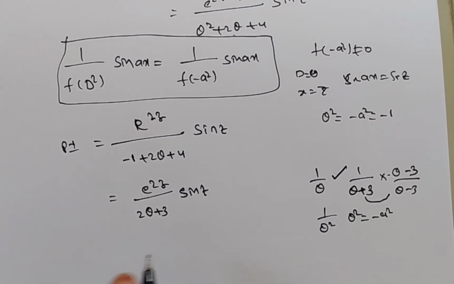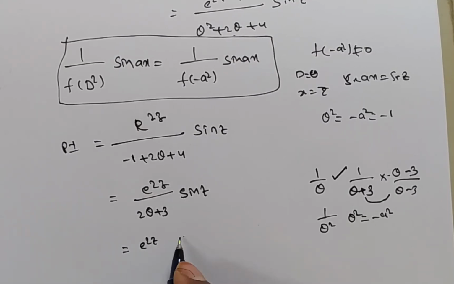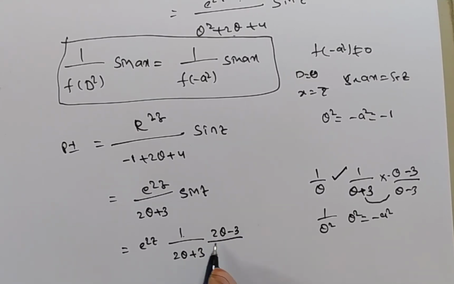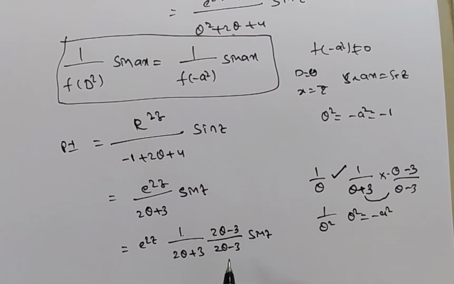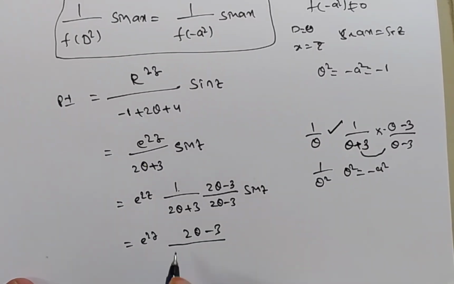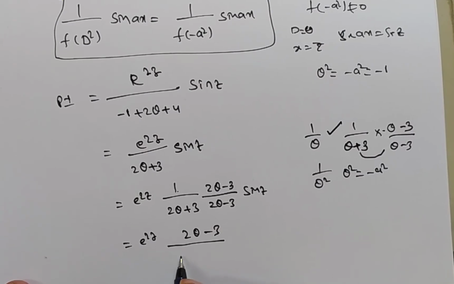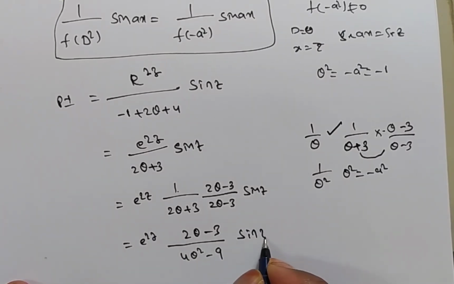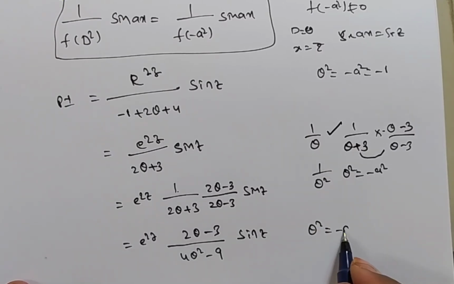Okay, so now what we have to do: e power 2z I am writing on the left side, and I am rationalizing with 2D minus 3. So if I rationalize it with 2D minus 3, then you will have 2D minus 3 into 2D divided by 2D minus 3 sin z. Then you will have e to the power of 2z into 2D minus 3 divided by a minus b into a plus b, which is nothing but a square minus b square, that is 4D square minus 9, into sin z.